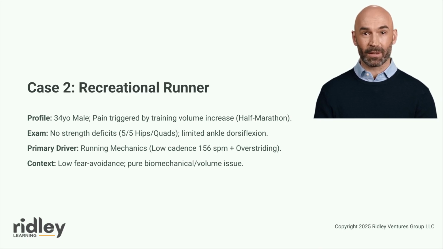Running gait analysis on a treadmill at his typical training pace reveals a step rate of 156 steps per minute, which is below the commonly recommended threshold of 170 to 180 steps per minute. His stride length appears long with notable heel striking and extended knee at initial contact. Peak knee flexion during stance phase appears excessive. Fear avoidance screening with the Tampa scale yields a score of 22, indicating minimal kinesiophobia. His Kujala score is 82, consistent with mild to moderate functional limitation specific to running activities.